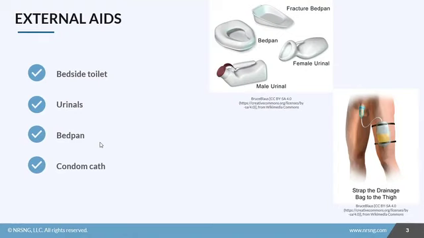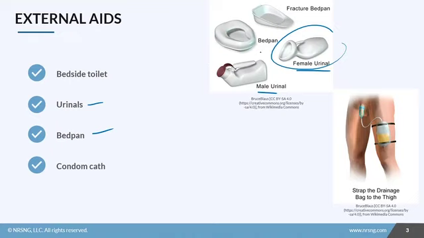When we're dealing with external aids, these are things that are on the outside of the patient. The two most common ones that you are going to see are probably urinals and bedpans. There's a male urinal and a female urinal. I have never seen this in real life, but it doesn't mean it doesn't exist. But if you do run across one and you have a female patient that really wants to use it, by all means, let them have at it.